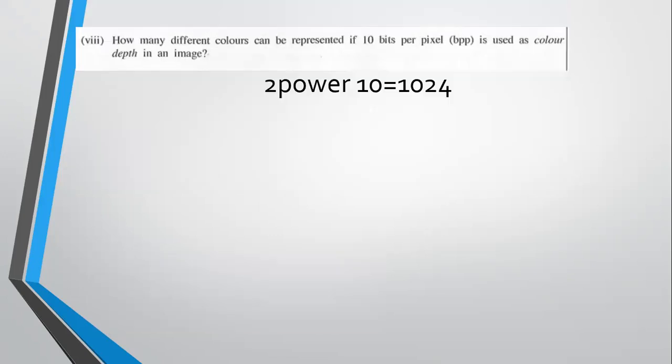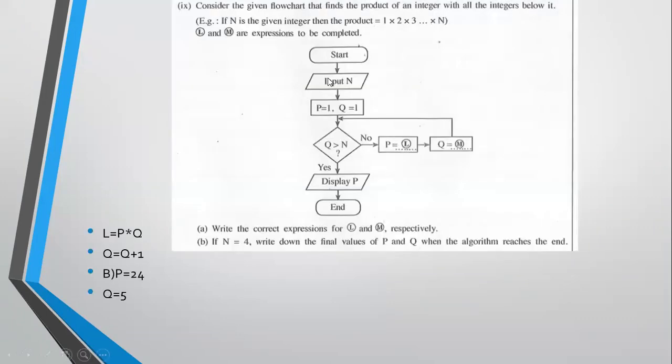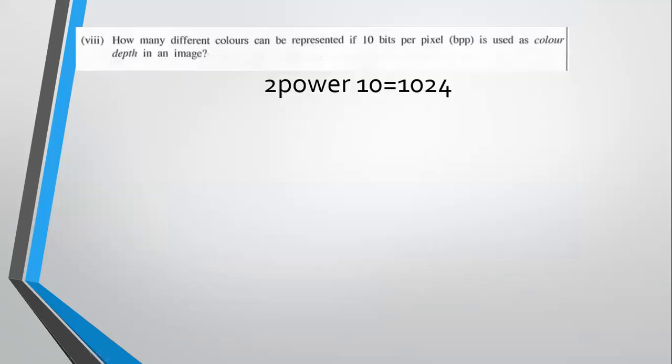Eighth question: how many different colors can we use here? It is 2 to the power 10. 2 to the power 10 is the answer, which is 1024. It is enough if you write 2 to the power 10 also. The representation is 10 bits per pixel.